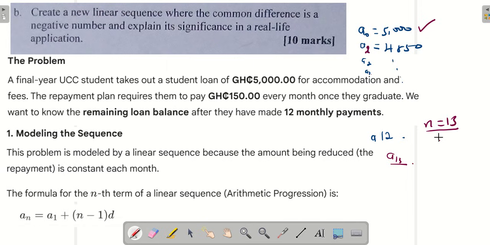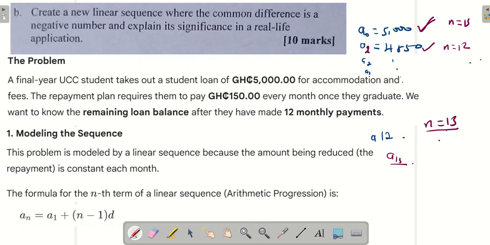Let's get that clear. Since the question is talking of after they have made payment of 12 months, we are looking at the amount at the end of 12 months. There are two ways of solving it. When you start with A0, you use n to be 13. But if you start with A1, then for the 12th payment, you still use n is equal to 12. These are two ways of solving it.